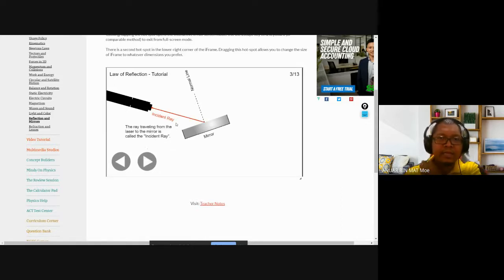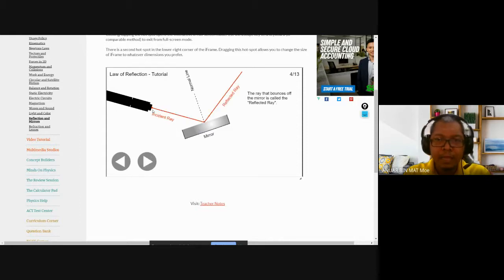This is the incident ray, where the light source comes from, and then this is the reflected ray. Never mind, I will try to give the simulation later on our Telegram group. This is the incident ray.